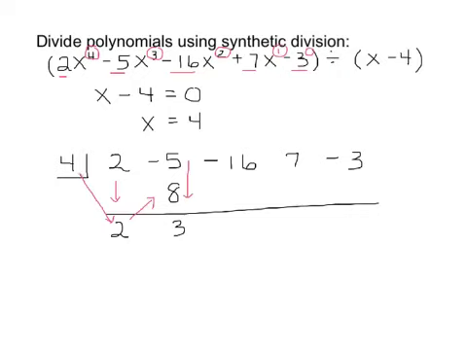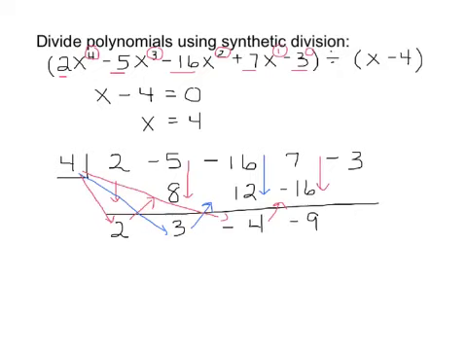So this time we're going to take 4 times 3 and put the result in the next column above the line. So 4 times 3 is 12. And then we add down. So -16 plus 12 would get us -4. Now we'll continue the process. So 4 times our -4, result goes up in the next column. That's -16. Add down. 7 plus -16 would give us -9.